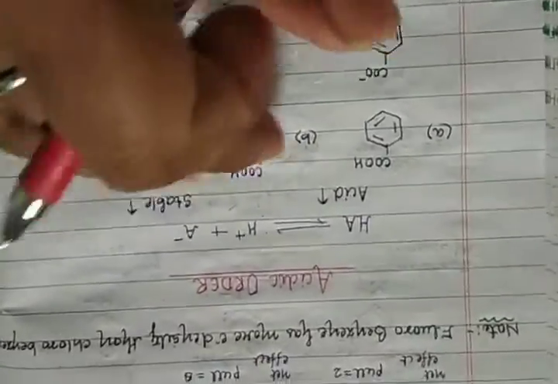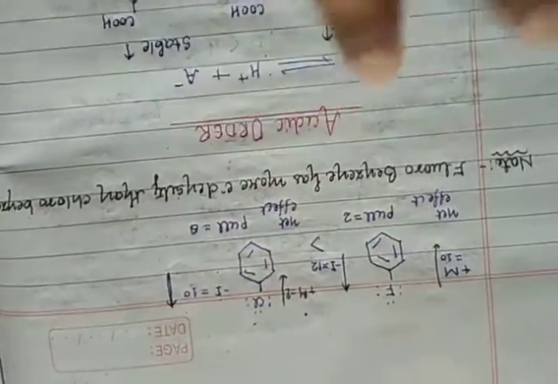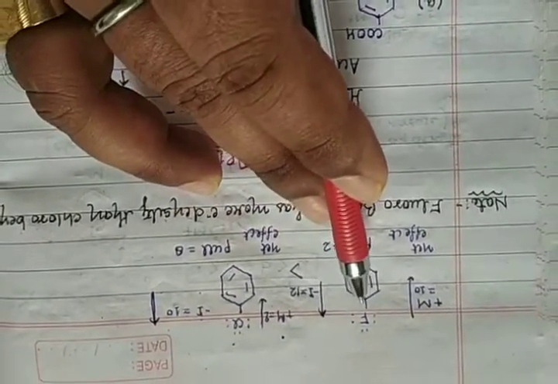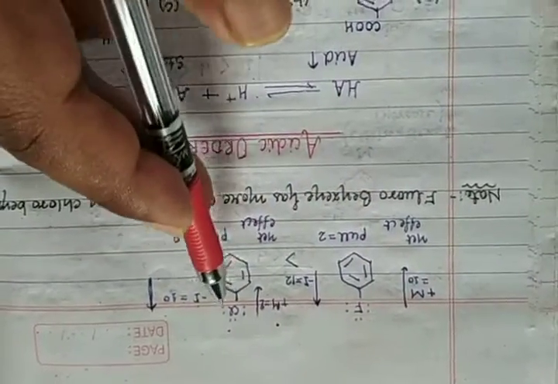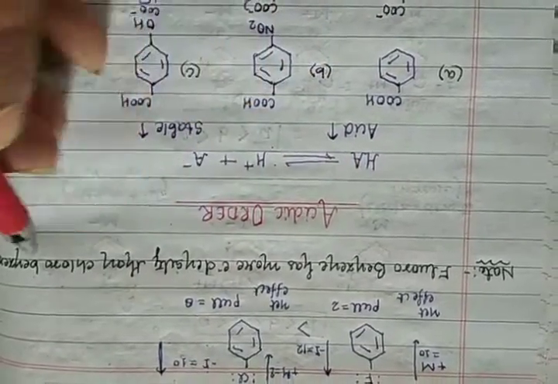Now again, same for this. Fluorine and chlorine, which is more stable? Fluorine is more electronegative, it means it is more stable than chlorobenzene. Clear? Fluorobenzene has more electron density than chlorobenzene.